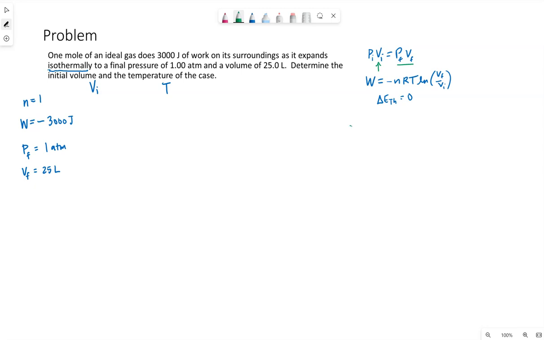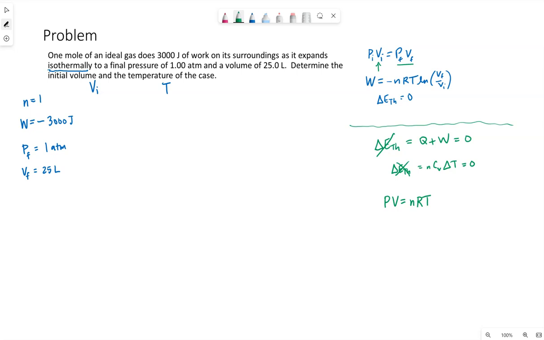A couple other equations. The first law of thermodynamics, which in this case, delta E thermal is 0. That's always valid. Delta E thermal is nC_V delta T. That's always valid, but it's not helpful in this case because there's no change in thermal energy. Something that will be handy here is the ideal gas law. We're dealing with an ideal gas.